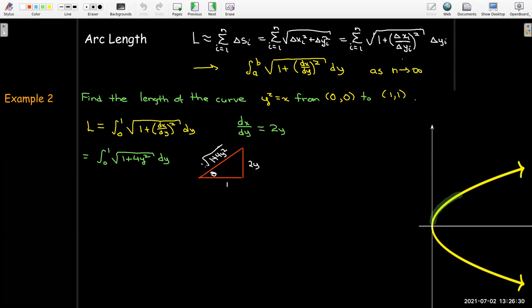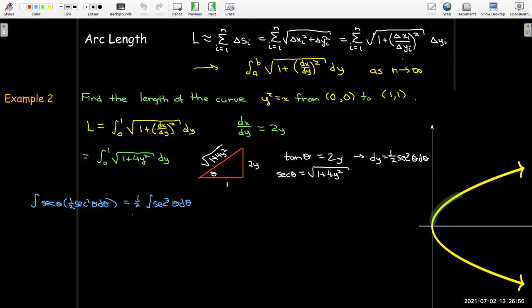But if I make a regular trig substitution, draw my triangle here, I can see that 2y would be equal to tangent theta, so dy is 1/2 secant squared d theta, and radical 1 plus 4y squared is secant theta. So if I write this integral in terms of theta, I'll get 1/2 integral secant cubed theta d theta. And you can see my strategy here is I'm not going to bother to change the bounds.